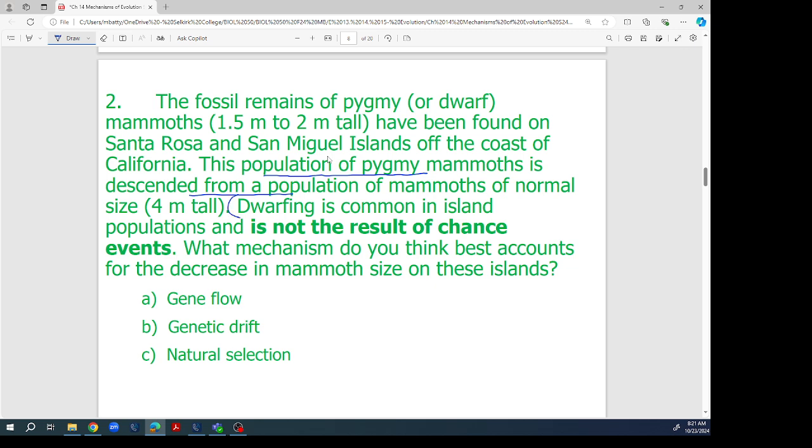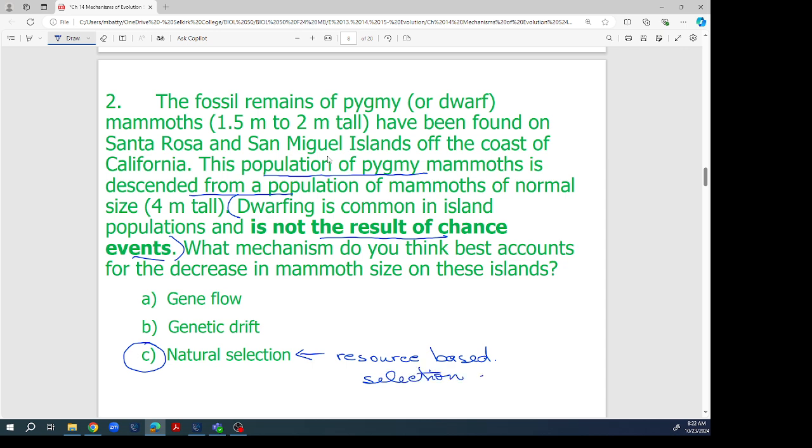And then it gives a little bit of information here in this application that helps you answer the question. So it says dwarfing is common on island populations and is not the result of chance events. And so in this, it says, what mechanism do you think best accounts for the decrease in size of mammoths on these islands? I think it would be natural selection. It's not chance events. They're selected. It could be a resource-based selection, right?